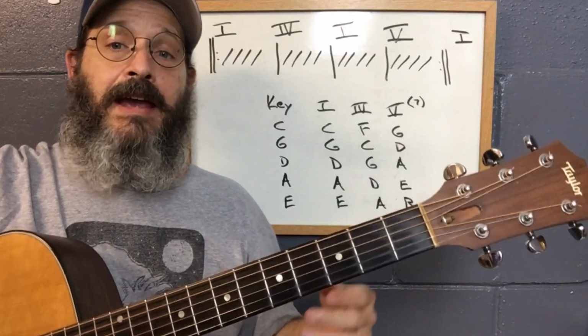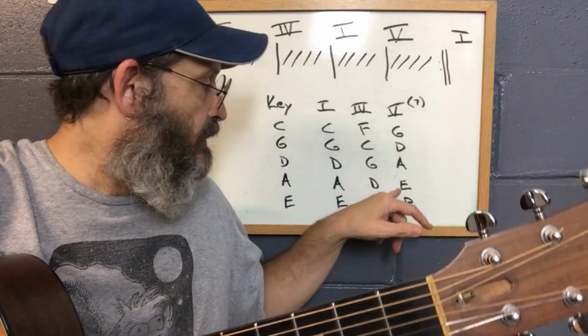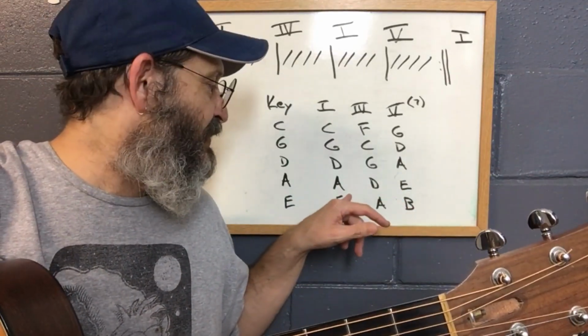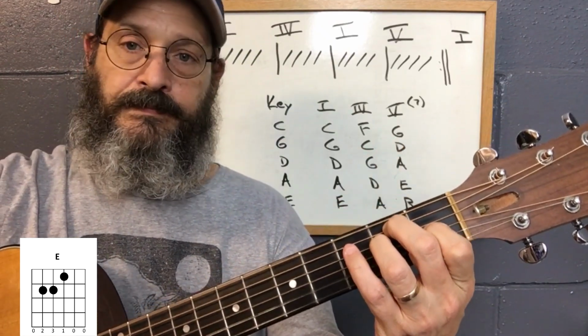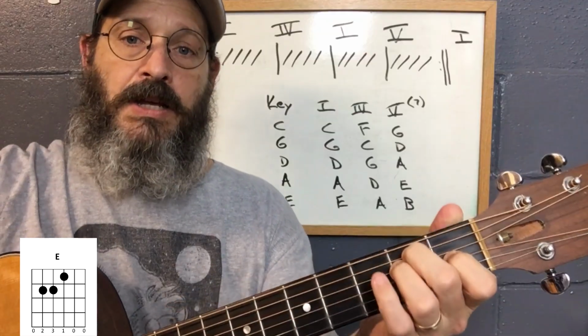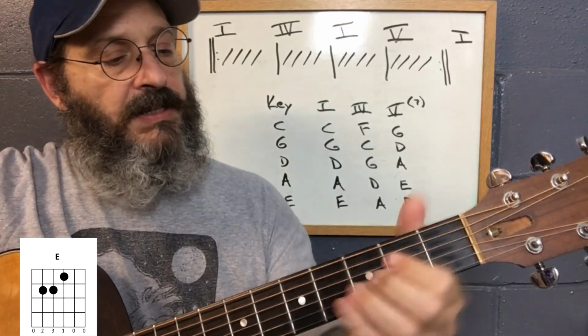Now for the key of A, all we have to do is learn an E chord and join it to the A and the D, which we already know. And the E looks like this. So that gives us a set.